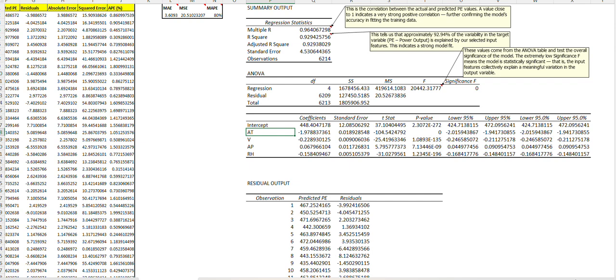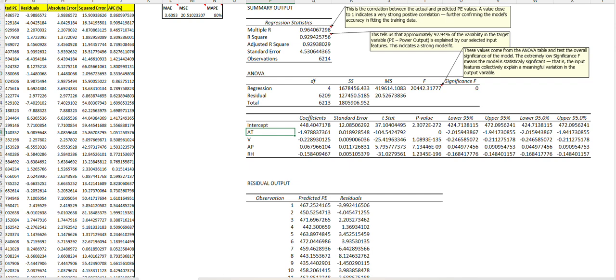The F and significance of F values come from the ANOVA table and test the overall significance of the model. The extremely low significance of F means that the model is statistically significant, and the input features collectively explain meaningful variation in the output variable.